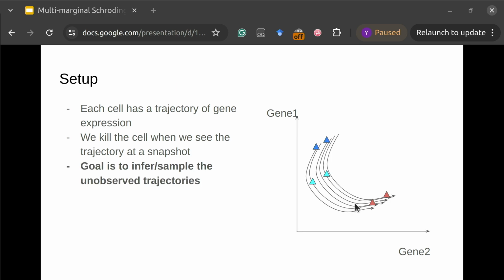So our goal is really to infer these trajectories you didn't see, or actually you will not be able to see because you kill cells. But we infer this trajectory or sample these unobserved trajectories.